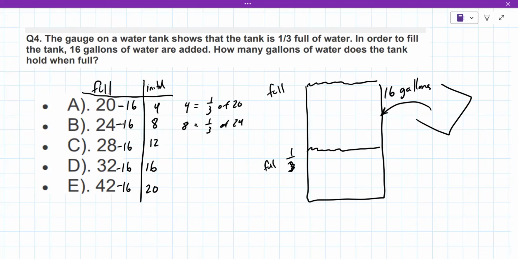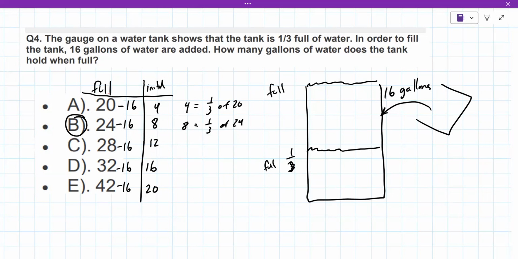This is called the table method, where you work the answers in a table to decide that. So 8 is 1/3 of 24. How do you know that though? The question is asking how many gallons of water the tank holds when it's full. How do you know that 8 is 1/3 of 24? Just multiplying by 3. The 16 is just how much you add to it to get it full.